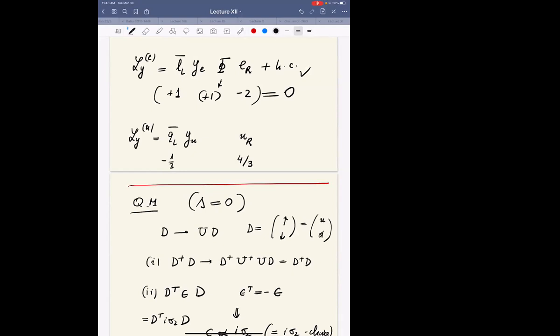I have an anti-doublet. All I have to put here is phi star. I take two doublets and anti-symmetrize, or two anti-doublets. This is something that has to get in your blood, in your cells of your body, the group theory of SU2.